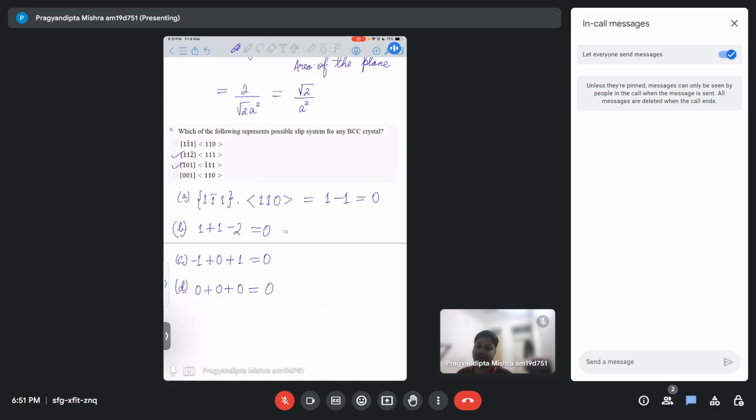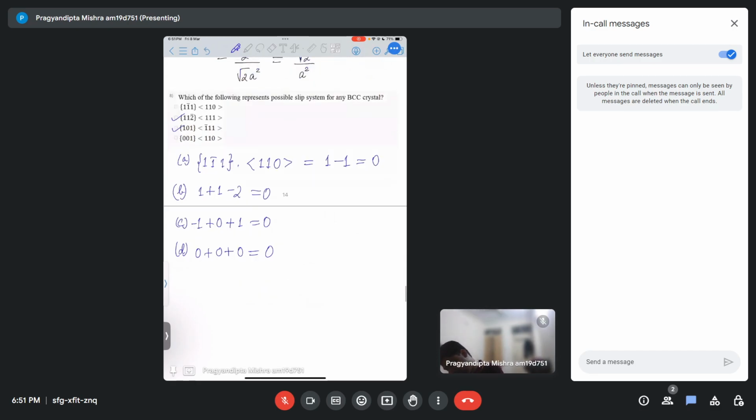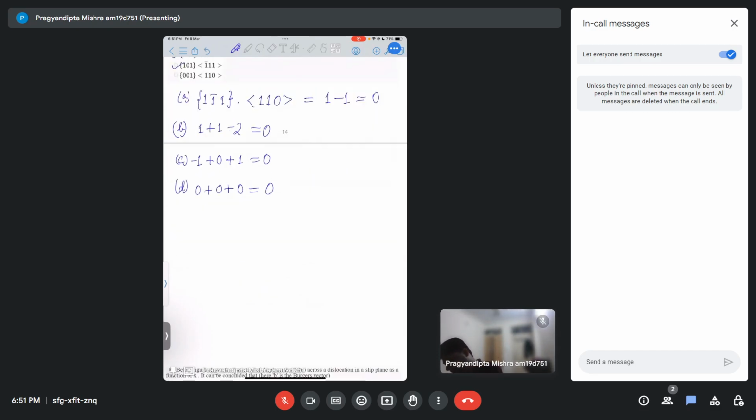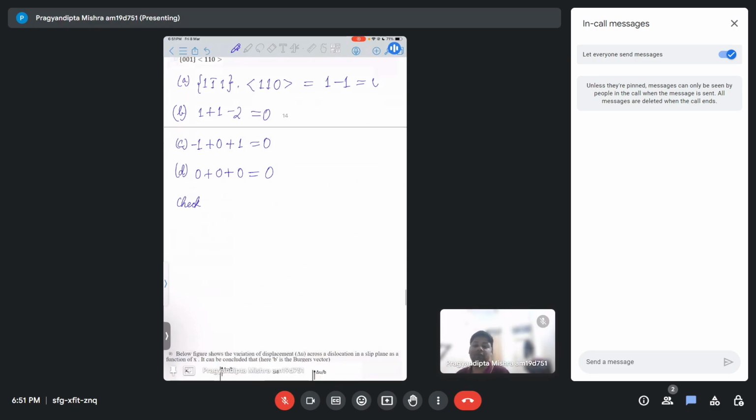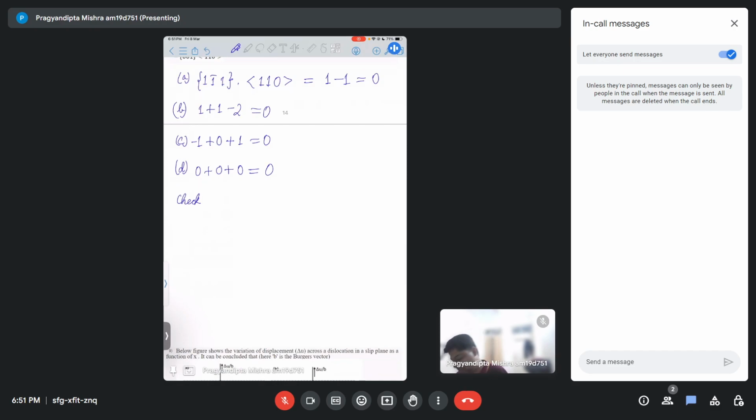Okay, let me just write it down so that you can remember. First thing you have to check for always is, yeah, the dot product of normal to the slip plane and slip direction should be 0.